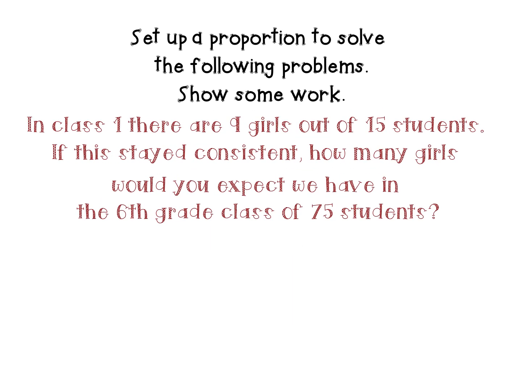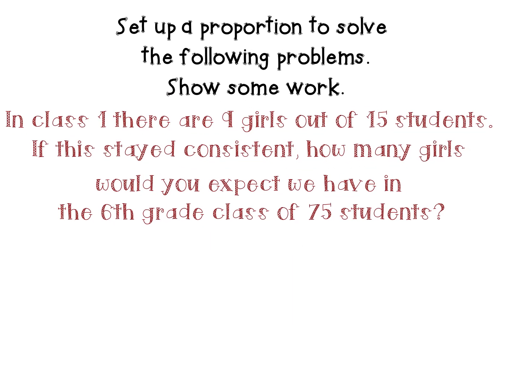All right. This one I do want you to write down and follow along with me if you didn't write the first one down. So we're going to walk through this one together. It says in class 1, there are 9 girls out of 15 students. If this stayed consistent, how many girls would you expect we have in the 6th grade class of 75 students? So thinking about what we know, 9 girls for 15 students, we want to know how many girls there will be with 75 students. The very first thing that everyone needs to do is write out the labels.